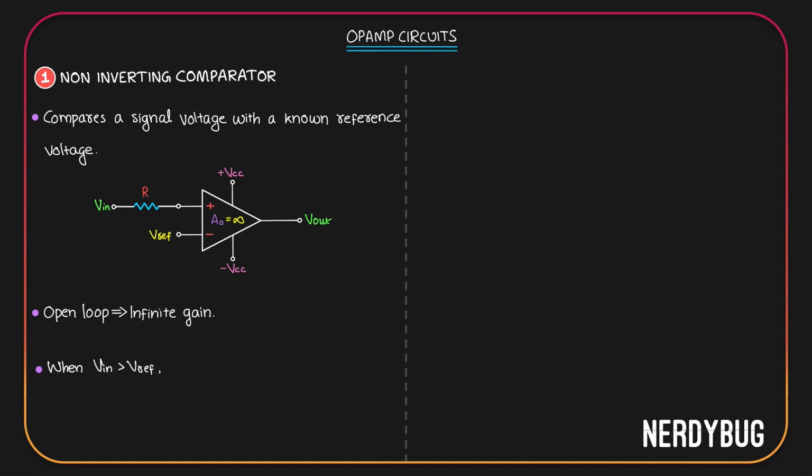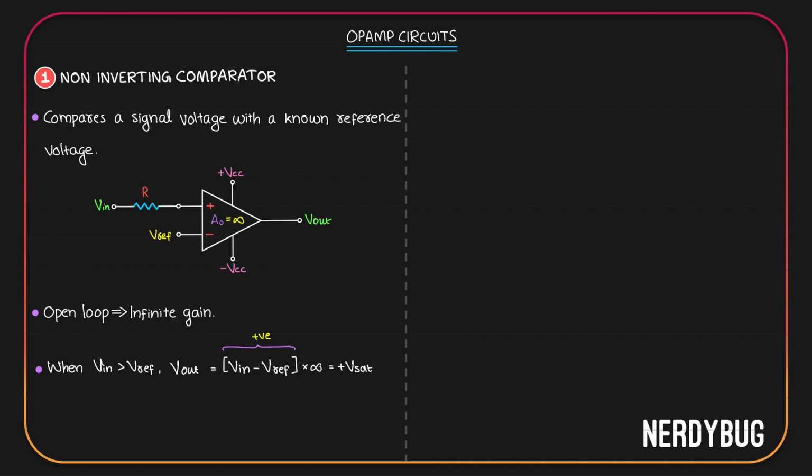Let us see what happens when the input is greater than the reference voltage. In any case, output will be differential input multiplied by the gain. Here the differential input will be Vin minus Vreference. Gain is infinite. So output has to be Vin minus Vreference multiplied by infinite. We took the condition Vin is greater than Vreference, so Vin minus Vreference will be positive. The output cannot be infinity, so it will be at the positive saturation voltage.